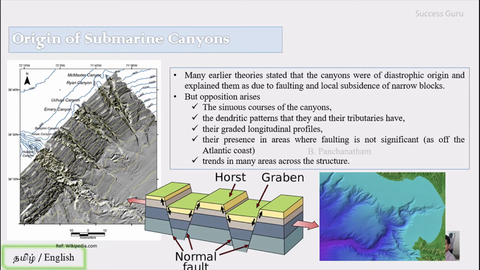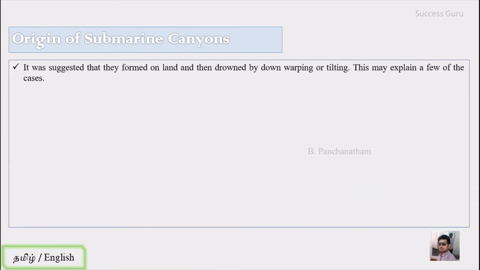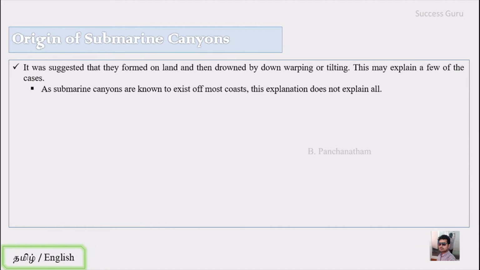So let us see some of the theories which have been raised after this theory, right? The first one is that it was suggested that they formed on land and were then drowned by downward tilting, and this may explain a few of the cases. But as submarine canyons are known to exist off most coasts, this explanation does not explain all. So the first theory is that the land was submerged or tilted after the formation of the valley, and that leads to the formation of the submarine canyon. But it is not accepted in many other places.